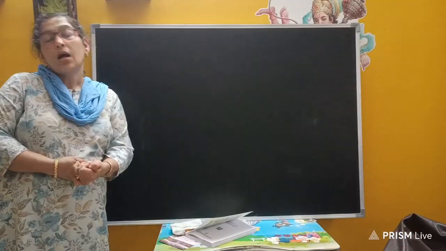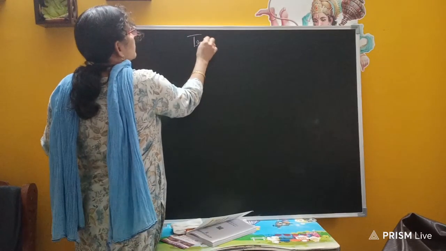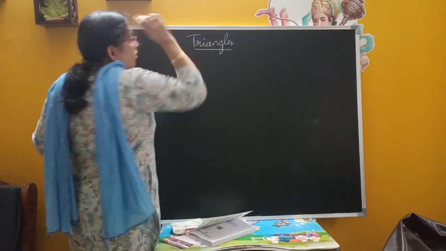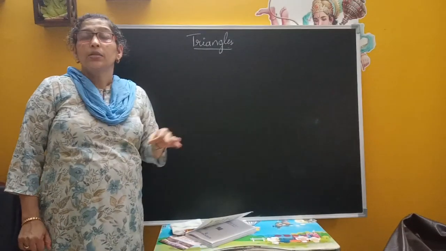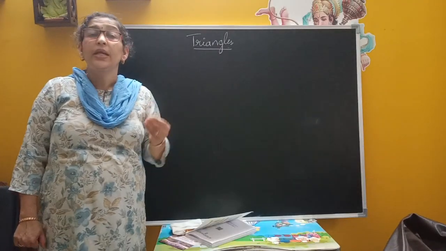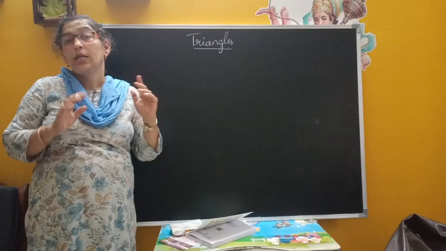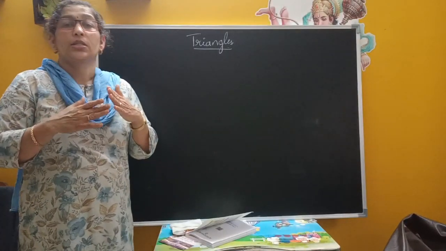First, what is a triangle? The name of the chapter itself is triangles. What do you mean by that? You know that it is a polygon with how many sides? 3 sides. A three-sided polygon. Or if three non-collinear line segments intersect each other, then we get a triangle.